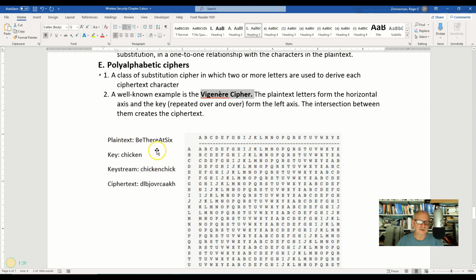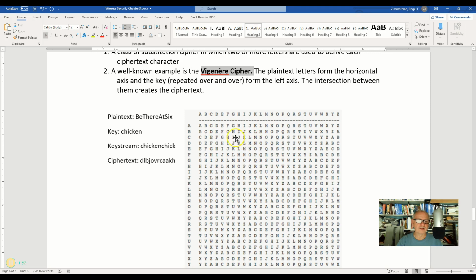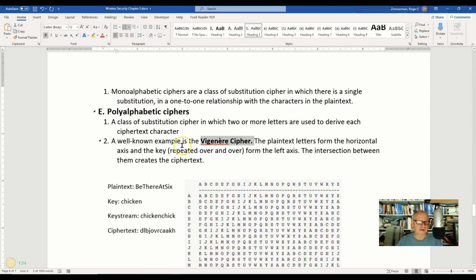And here's how it's going to work. I'm going to take the B from here, and the C from here, and just look that up, and the answer is D. And then I'll take the E from here and the H from here. So there's the E, here's the H, and then the next one would be L, and so on, D, L, B, and so on. So I'm just looking them up on a table. That way I have two letters translating to one letter, so that would be a polyalphabetic cipher.